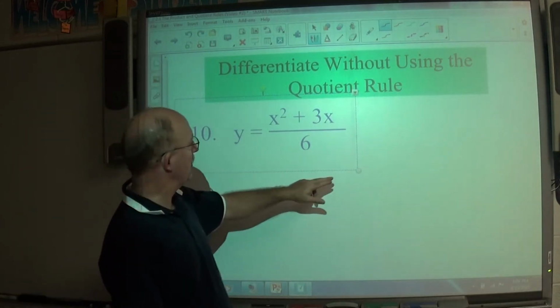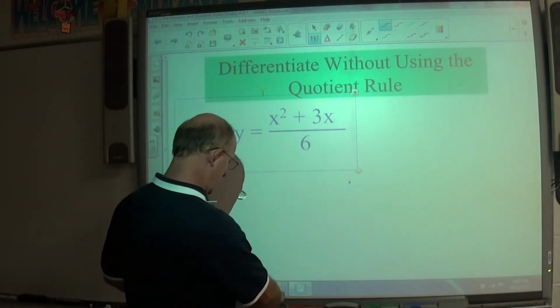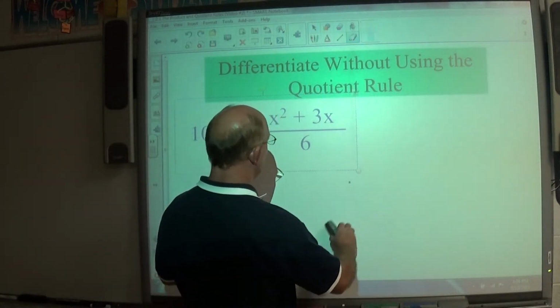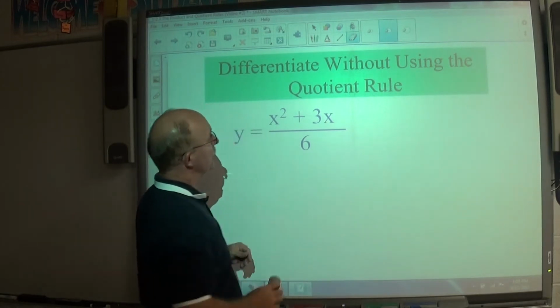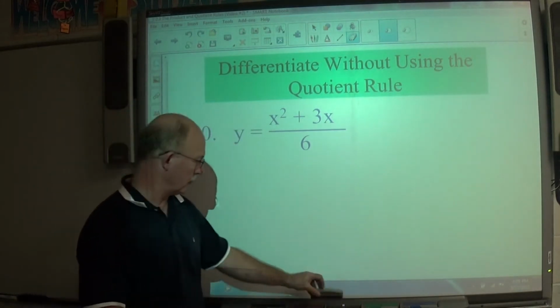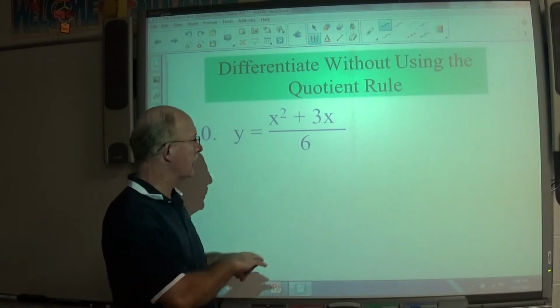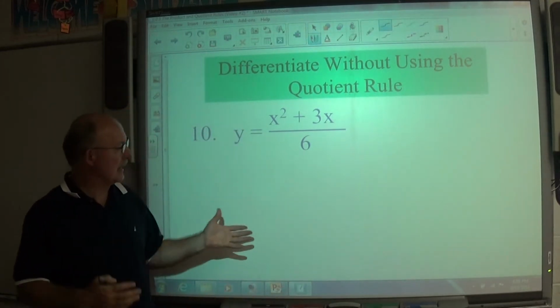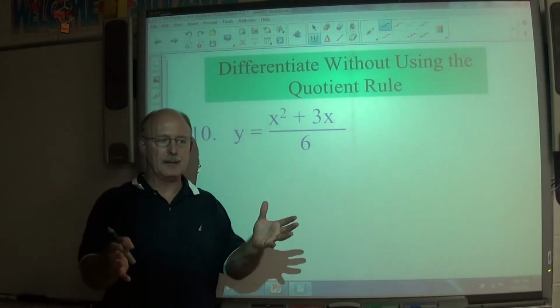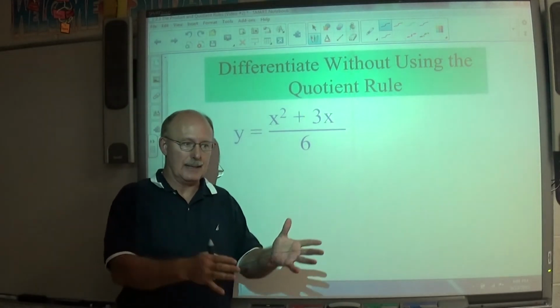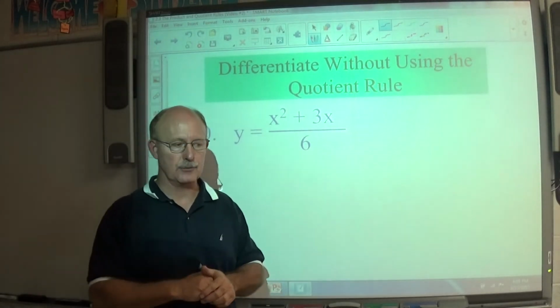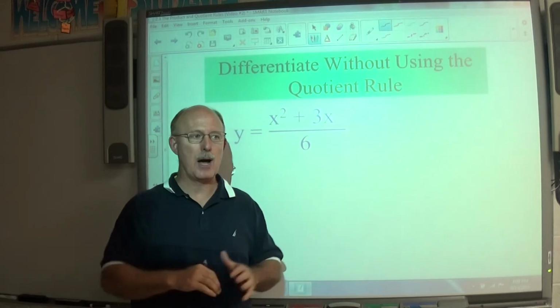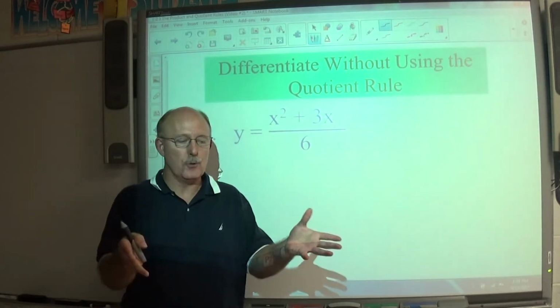Now this time we want to differentiate without using the quotient rule. So let's try a couple of these problems here. The quotient rule can be a long, involved process, with lots of chances to miss the problem. So if you don't have to use the quotient rule, don't use it.